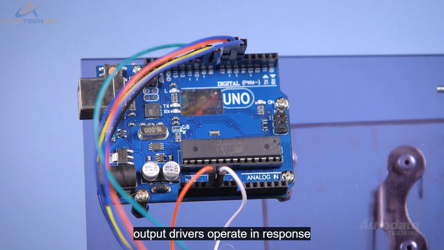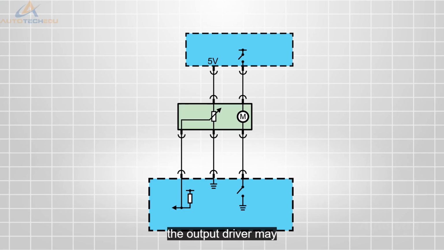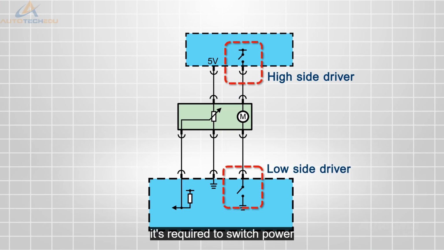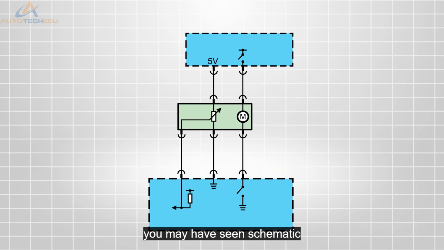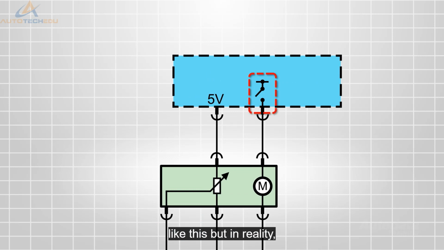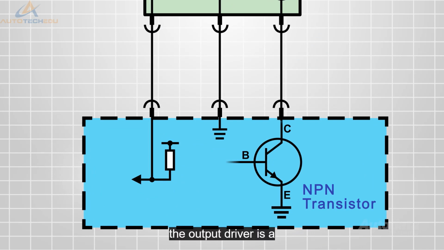Output drivers operate in response to the digital commands issued from the CPU. The output driver may be labelled as high or low side, depending if it's required to switch power or ground. In the past, you may have seen schematic representations of a driver look something like this. But in reality, it would look like this. The output driver is a transistor. It uses a small current to control the operation of a larger current path, much the same as an automotive relay, but with no moving parts.